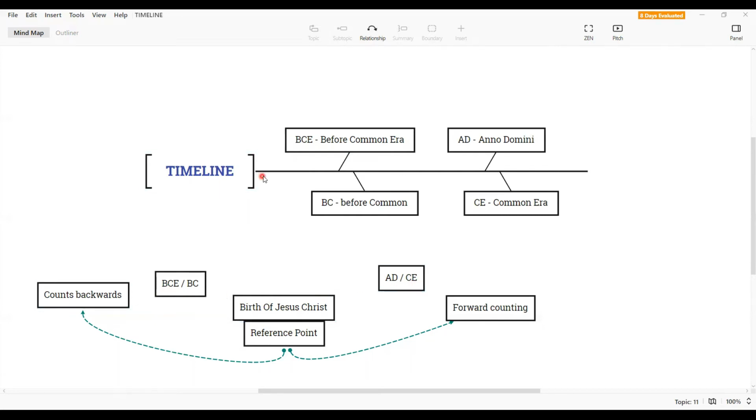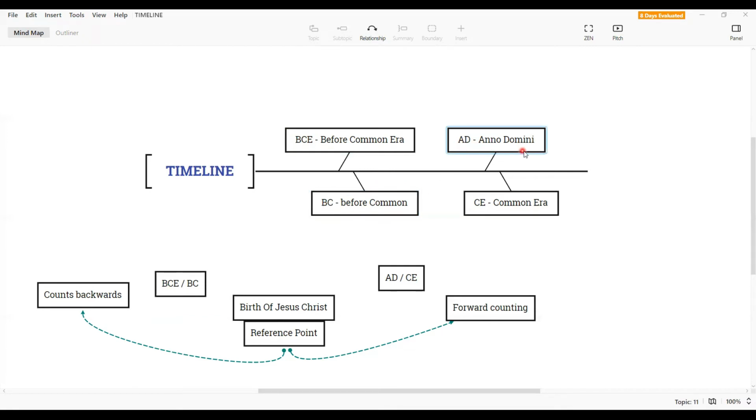Can we look into the lesson? BCE means Before Common Era. BC is before Christ. Okay, children, you keep this in mind: BCE, so remove the E alone, you have BC. And here you have AD.